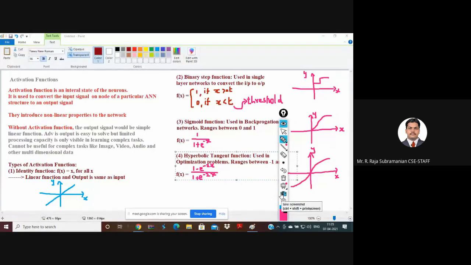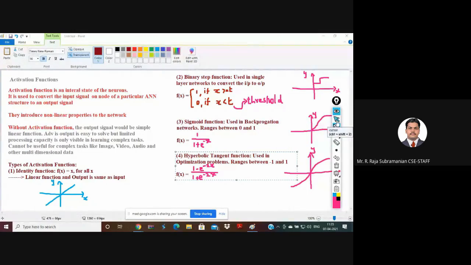The final activation function is the ramp function. The ramp function is widely used, and it is remodeled into several varieties of activation functions like ReLU and so on. Let us see how the ramp function is going to behave. I take the paint and the pen.